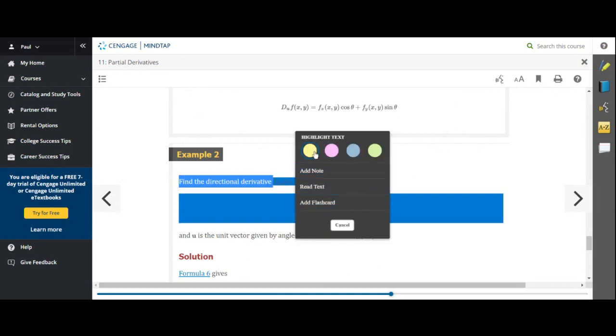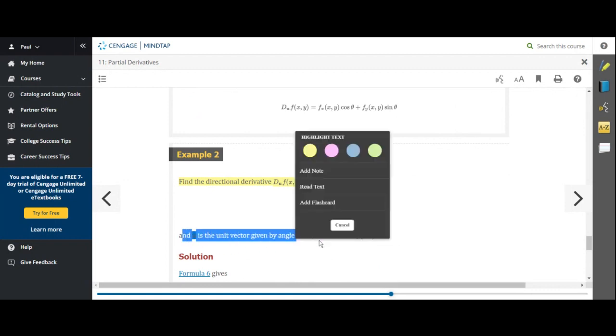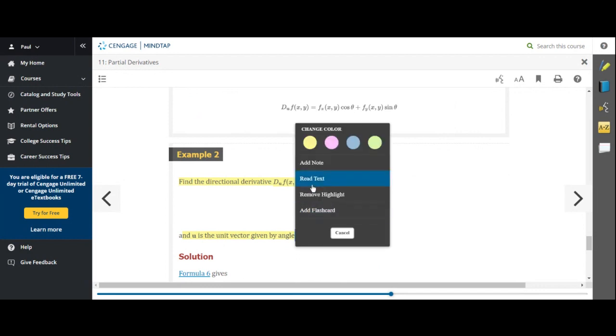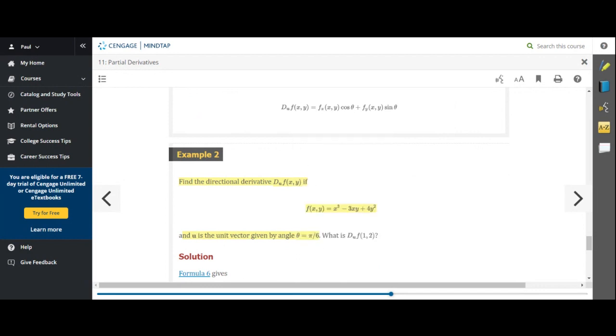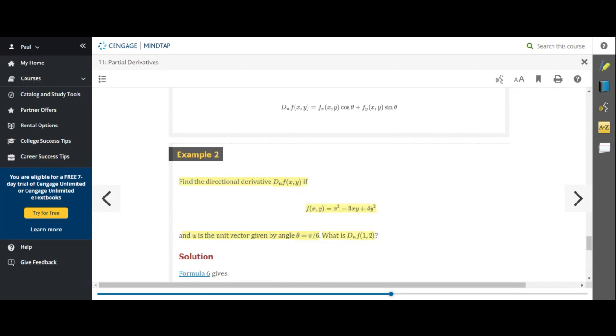Find the directional derivative if your function is equal to x cubed minus 3xy plus 4y squared. That's your function, and u is the unit vector given by the angle theta equals pi over 6. What's the directional derivative of the function at the point 1, 2?